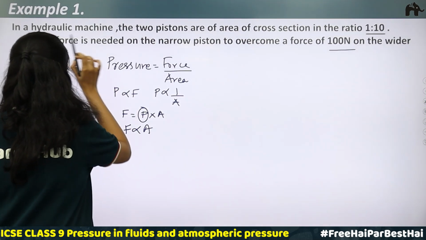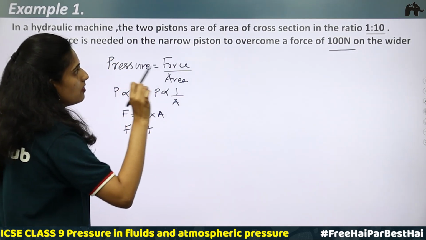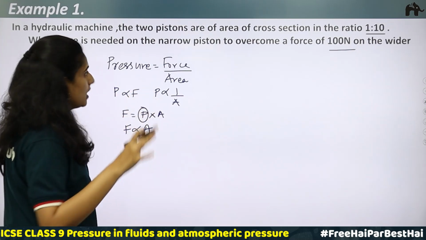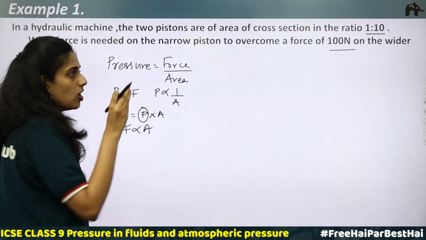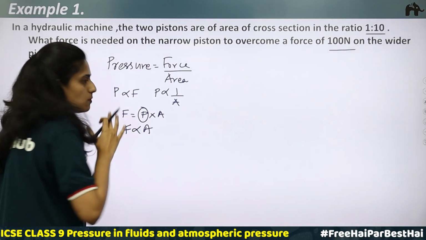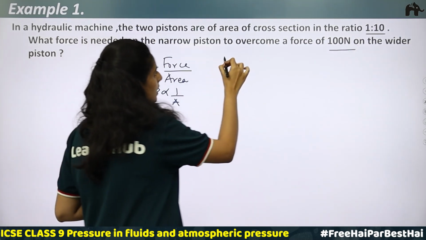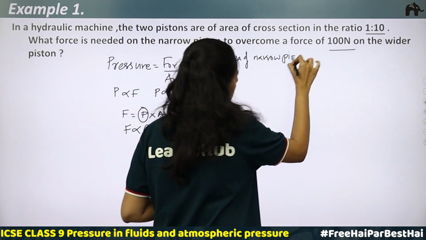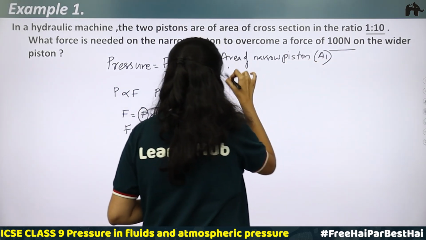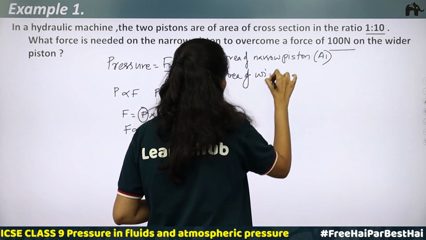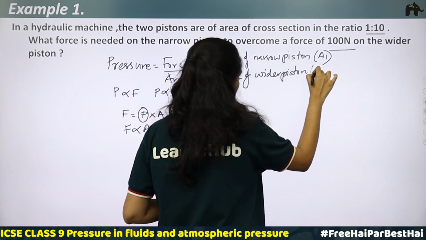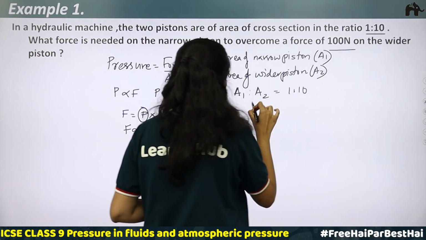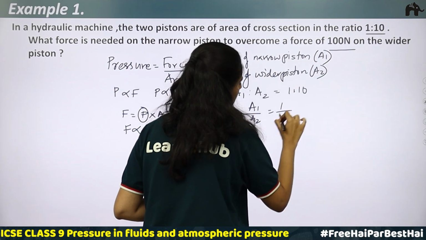Here we are given that in a hydraulic machine, the two pistons are of area of cross section in the ratio 1:10, which means when you have a narrow piston and a wider piston, which one is having smaller area? Smaller area is for the narrow piston, which means the force will also be small for the smaller piston. So, here we are taking the area of narrow piston as A1 and the area of wider piston as A2. We are given A1 to A2 is equal to 1:10, or A1 by A2 is equal to 1/10.